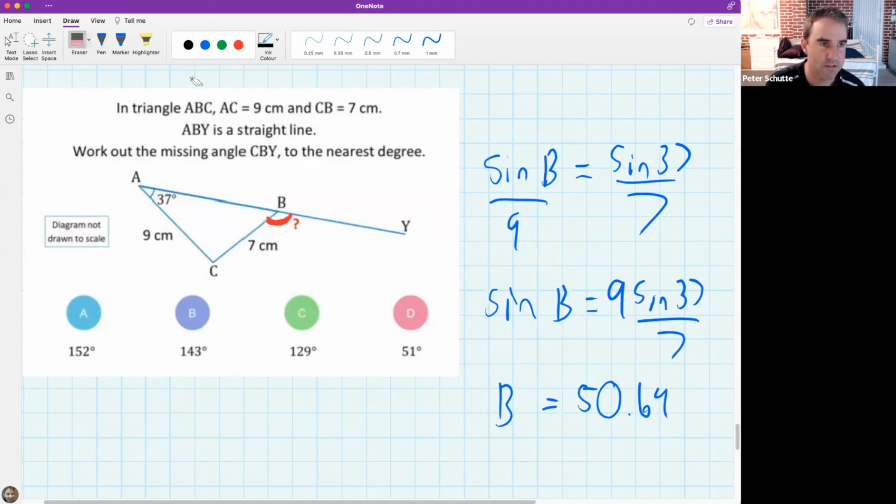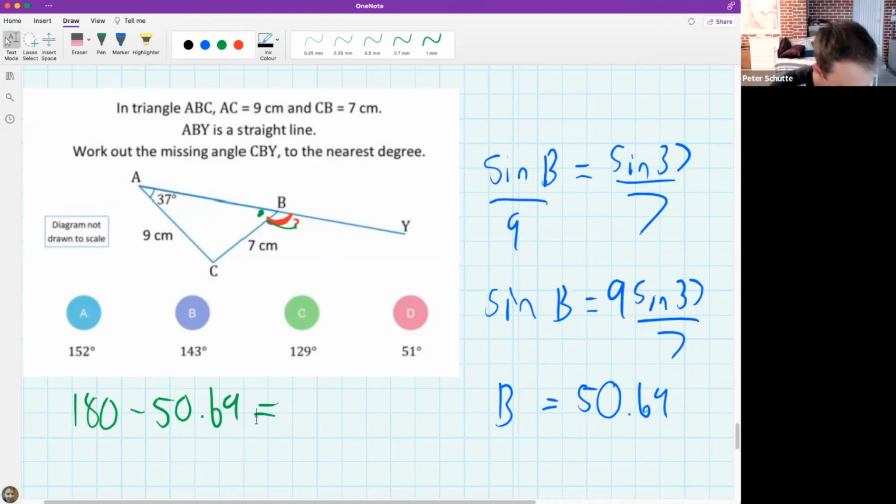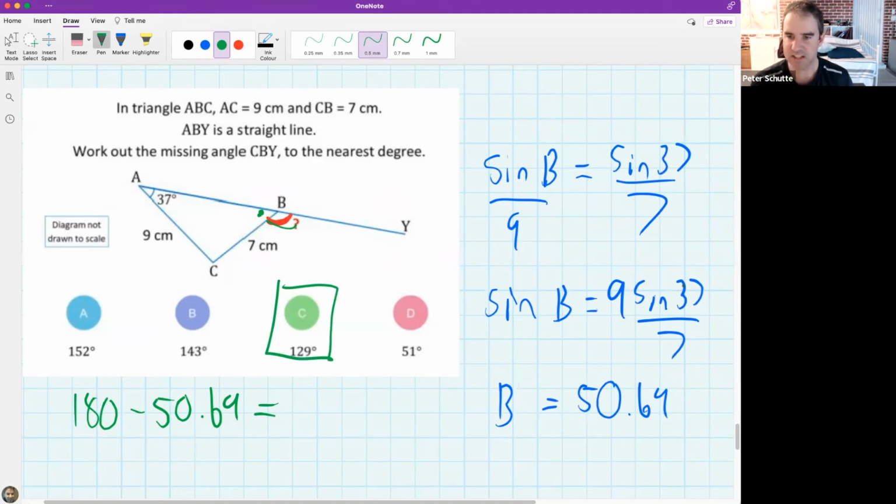So basically my b over here is that, but then the one on the other side is going to be 180 minus 50.69, which gives me 129.31 or 129. So just take a moment to see that you give us a thumbs up if you understood that one.